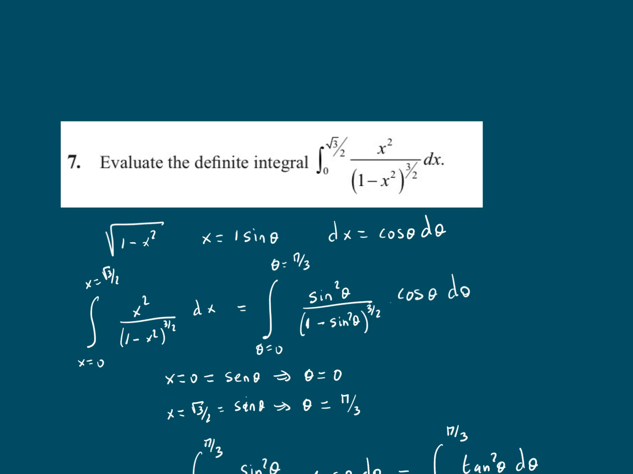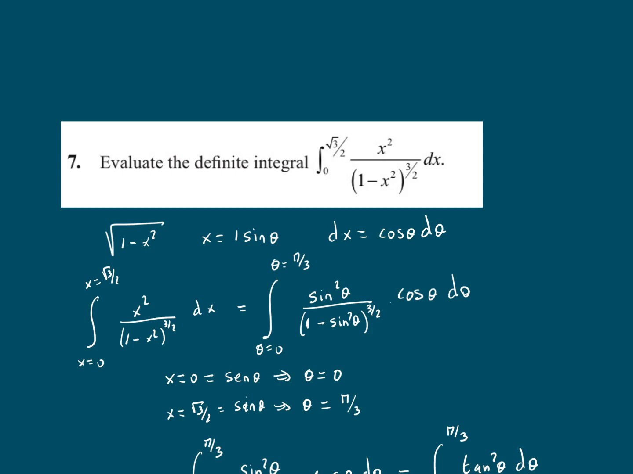Let's go to our integral. The integral of x squared over (1 minus x squared) to the 3/2 dx. Who is x? Sine of theta. Who is x squared? Sine squared of theta. Who is dx? Cosine of theta d theta. Who is 1 minus x squared? It is 1 minus sine squared of theta, to the 3/2. But 1 minus sine squared of theta is cosine squared of theta. With this power it will be cosine cubed of theta.